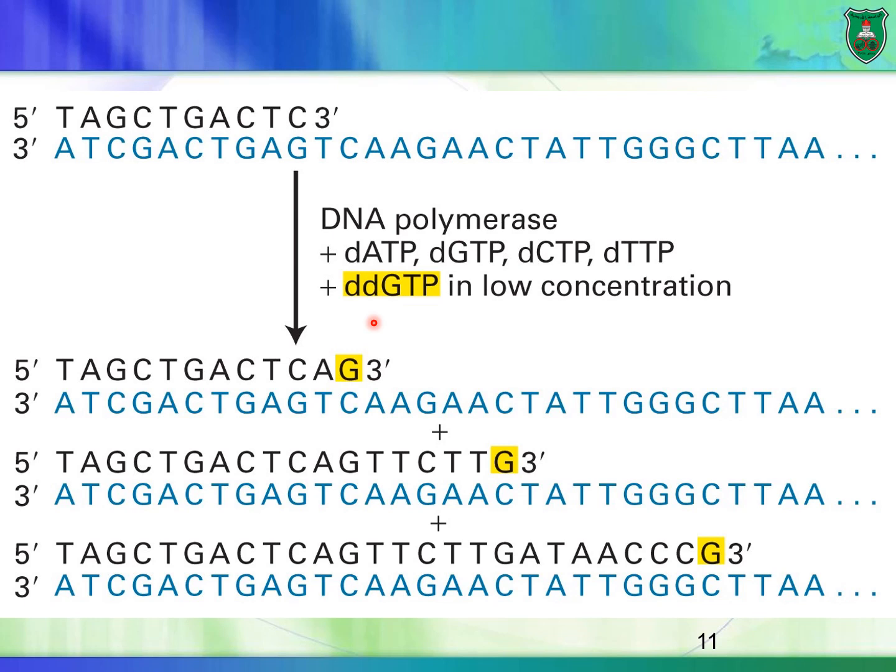Each one of them contains the same template, the same primer, the same polymerase, the same substrates, but they differ by having different dideoxynucleotides. So the first one would have a dideoxy-GTP. The second one would have a dideoxy-ATP. The third would have a dideoxy-TTP, and the fourth would have a dideoxy-CTP. Okay, remember, we're talking about thousands to millions of DNA molecules, primers, molecules of DNA polymerase, substrates, so everything is in abundance.